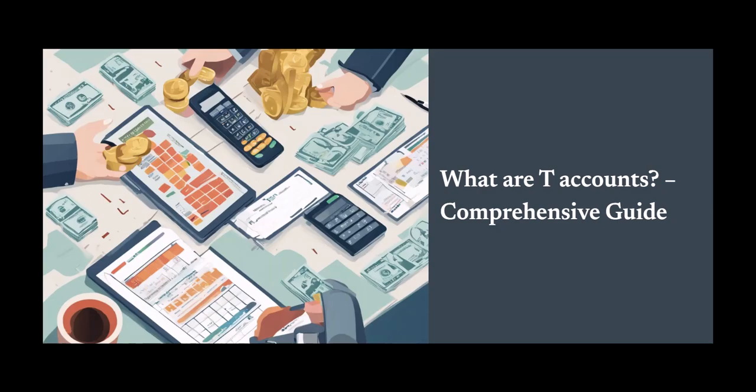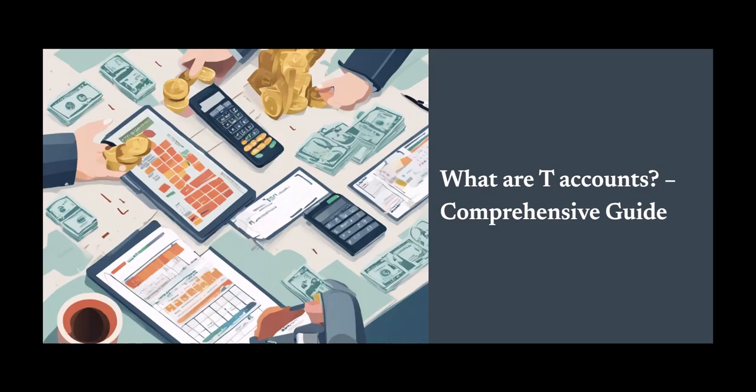First, grab your pen and paper. The beauty of T accounts is their flexibility. Draw a simple T shape for each account you'll be using. Write the account title neatly at the top, like cash or inventory. This T becomes your battleground for recording financial transactions. The left side is for debits, and the right side is for credits.